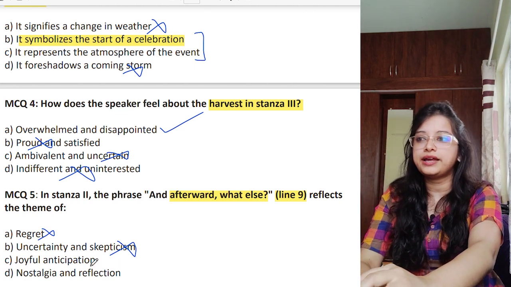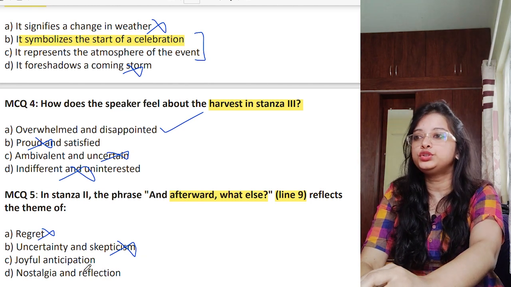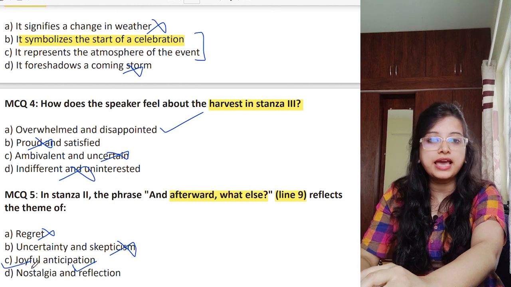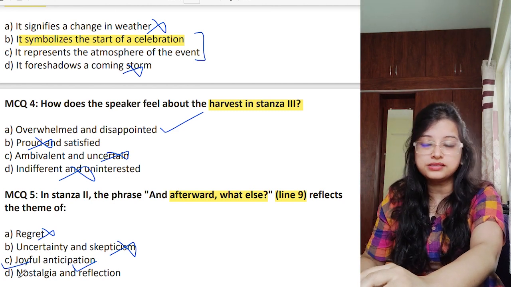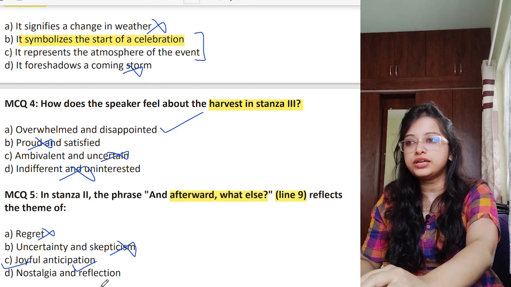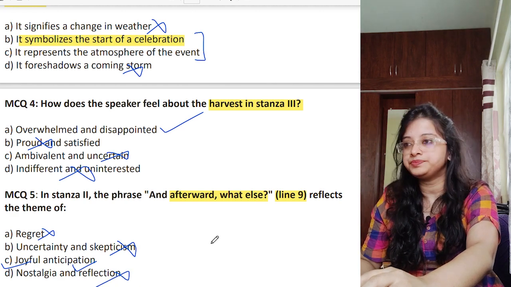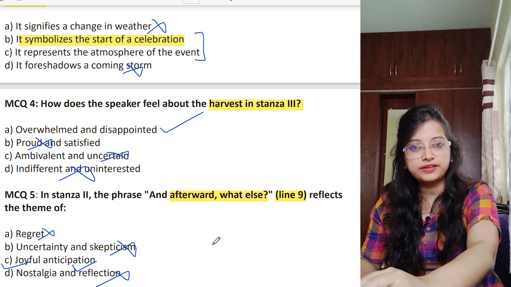It is a direct kind of what? Sorry, joyful anticipation. Option number C is correct. That they are very happy and they are asking, do you want anything else? So joyful. Nostalgia and reflection, of course nothing over here. MCQ 5 is clear to you.